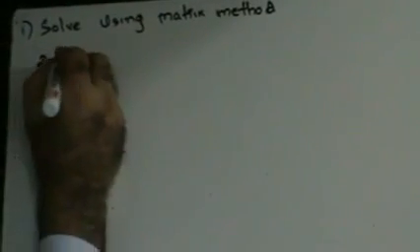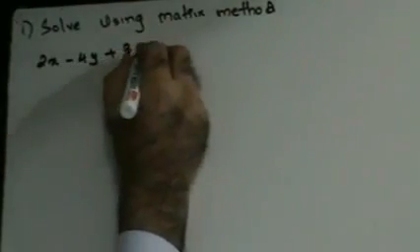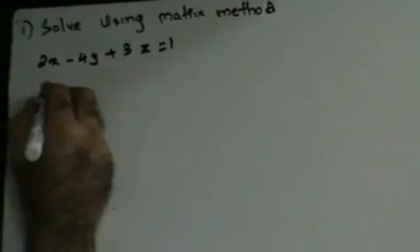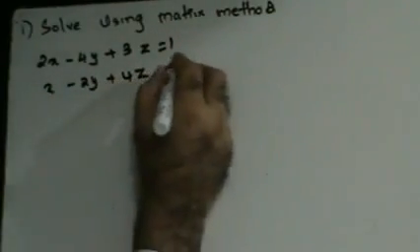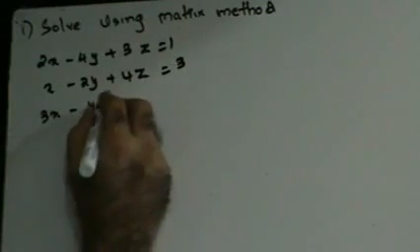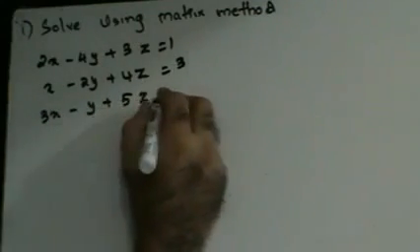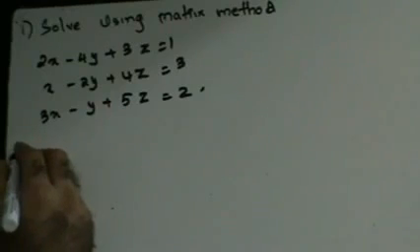The equations are given to you as 2x minus 4y plus 3z is 1, x minus 2y plus 4z is 3, 3x minus y plus 5z is 2. How do we solve this? The first thing you need to do is convert this into matrix form.